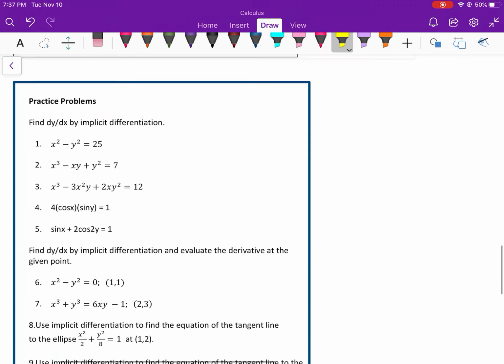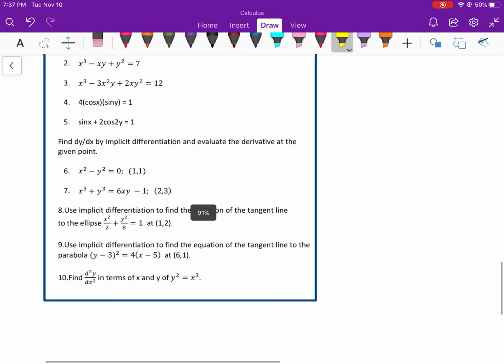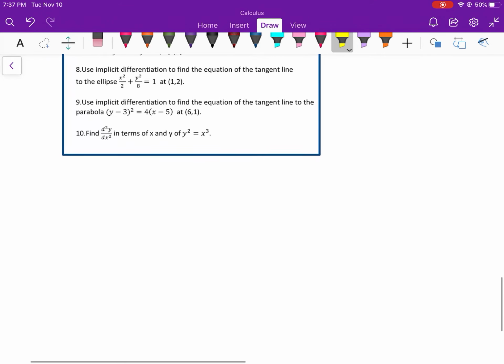These are the practice problems here. I'll show you how to do number 10 right now in these notes. And so here we go. I'll walk you through the whole step. They're asking you here for a second derivative.